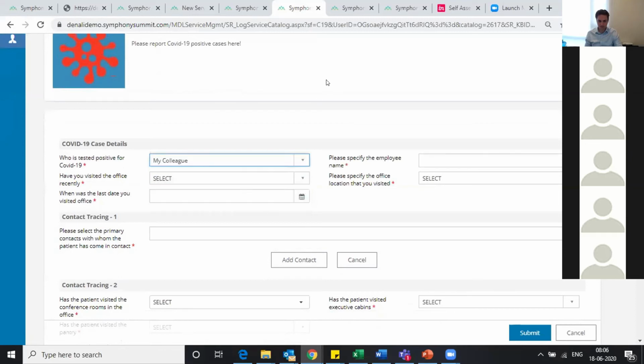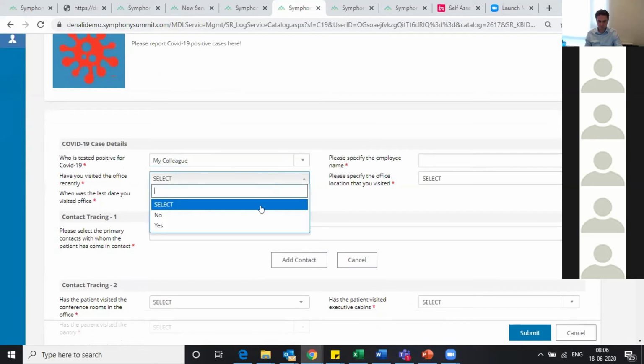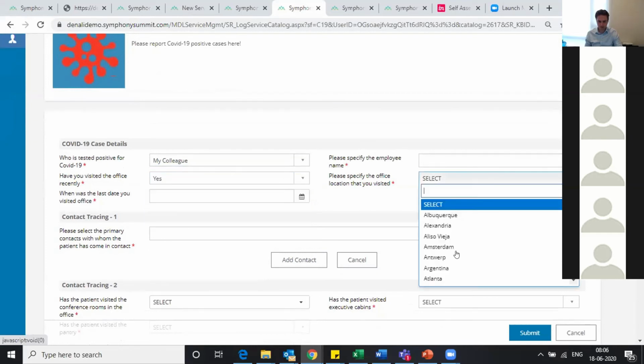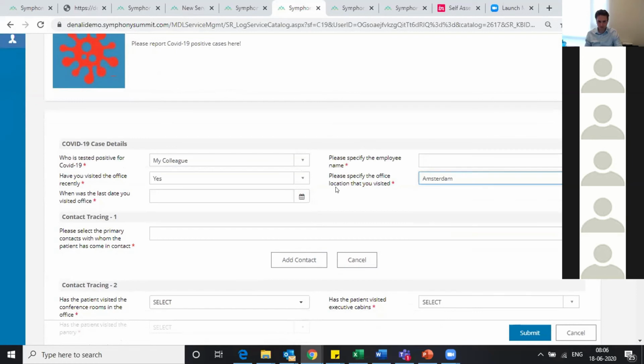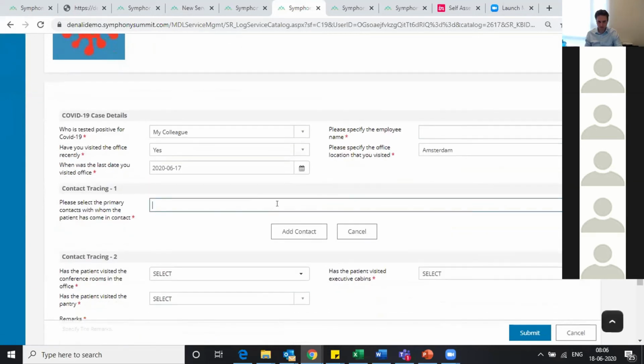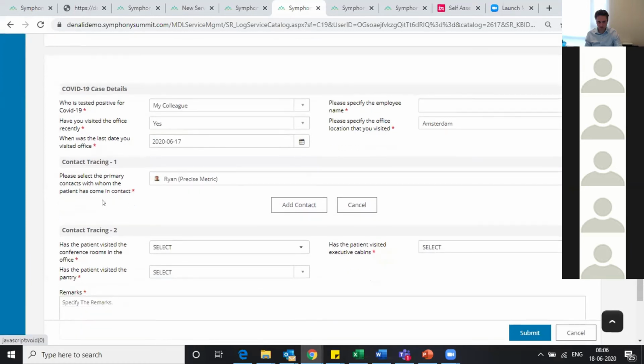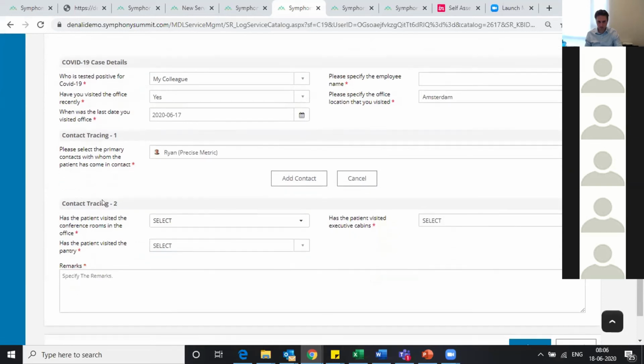If I'm saying my colleague, it will ask me to fill in the employee who has actually reported positive. And then, has that particular person visited the office recently? Please specify the office location that he has visited. When was the last date when he or she visited the office? I can fill in that particular date here. And then I can also have the primary contact tracing. Please select the primary contacts with whom the patient has come in contact. I can select the persons who have come in contact with this particular COVID-19 infected person, and also specify whether this person visited any conference rooms.